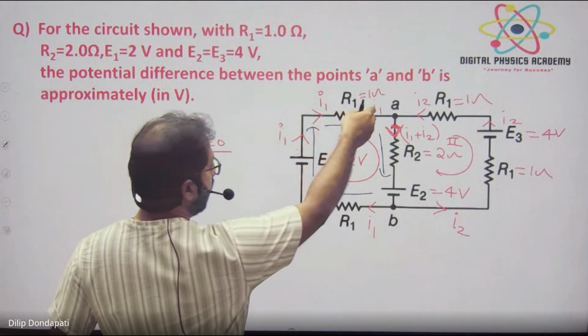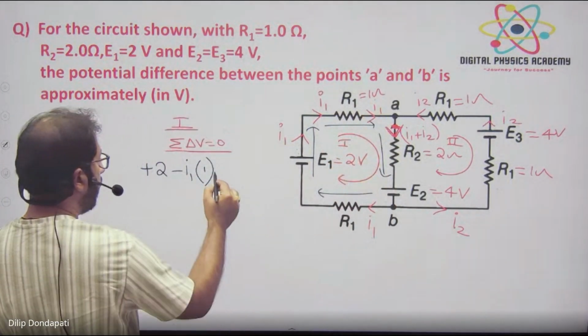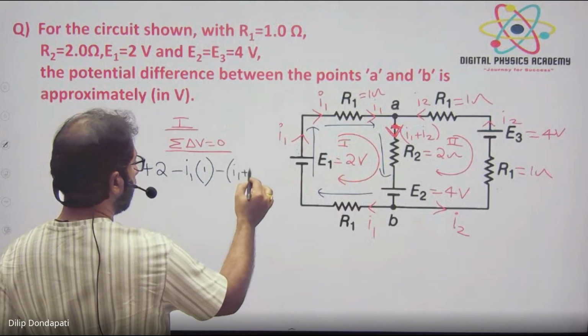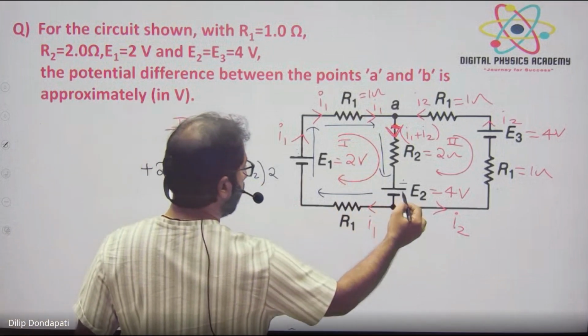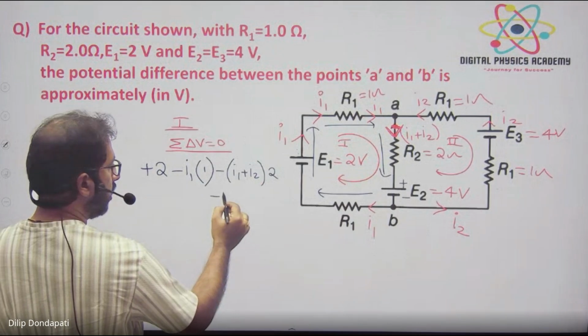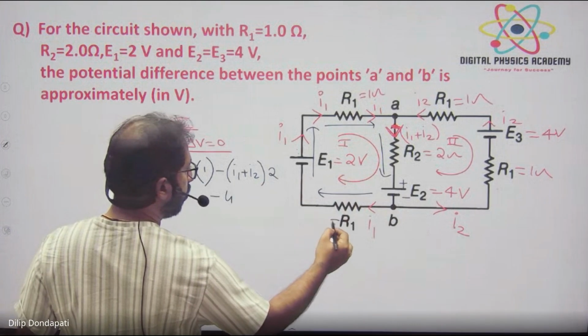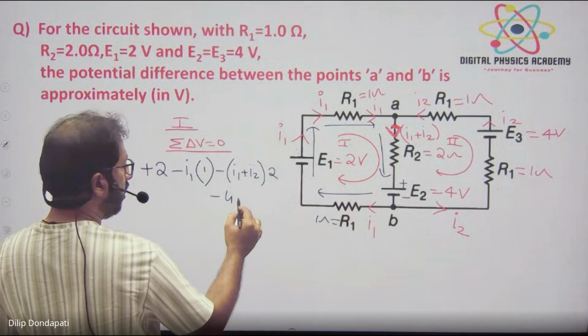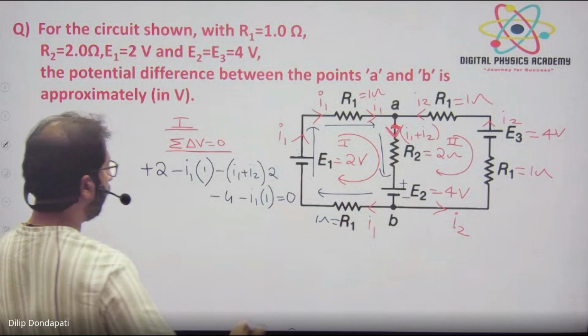Okay. Again walking from here to here. Current and path are in the same direction. Minus (I1 plus I2) into 2 ohms. Again from plus to minus, minus 4 volts. Again, current and path are in the same direction. This is 1 ohm, right? Current and path are in the same direction. So minus I1 into 1 is equal to 0.